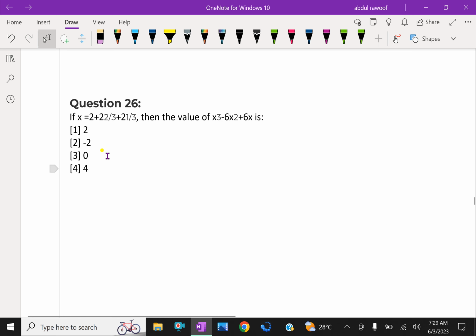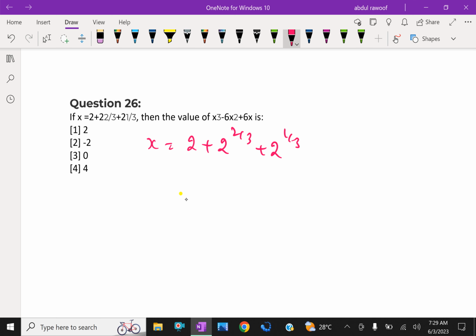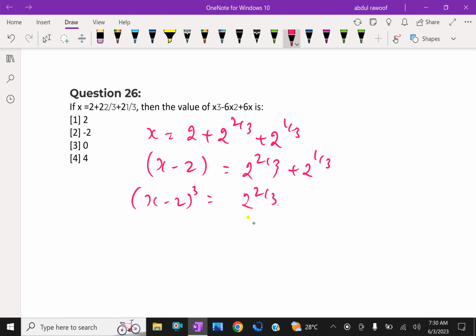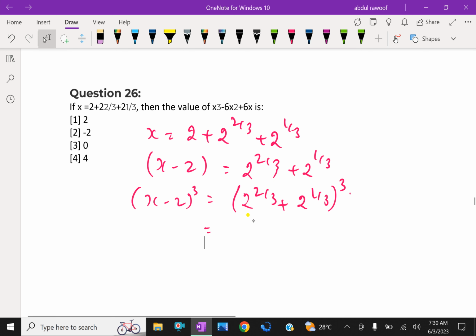Question number 26. If x equal to 2 plus 2 power 2 by 3 plus 2 power 1 by 3, then find the value of x cube minus 6x squared plus 6x. From this you can say x minus 2 equal to 2 power 2 by 3 plus 2 power 1 by 3. Then (x minus 2) whole cube equals (2 power 2 by 3 plus 2 power 1 by 3) whole cube, which is (a plus b) whole cube.